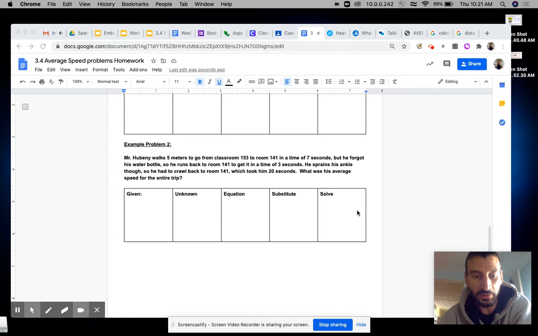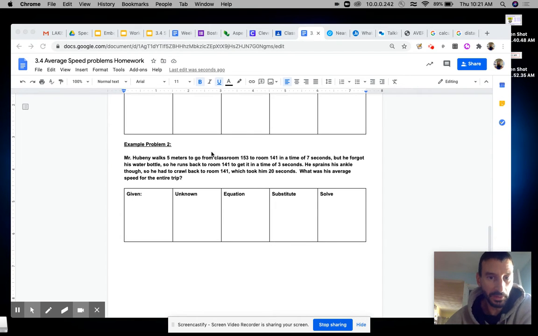All right, let's look at a slightly trickier problem here. Something that's not just moving straight, but it's maybe coming back. And so we have to think about how far it is going back and how much time that took. So look at example problem 2.